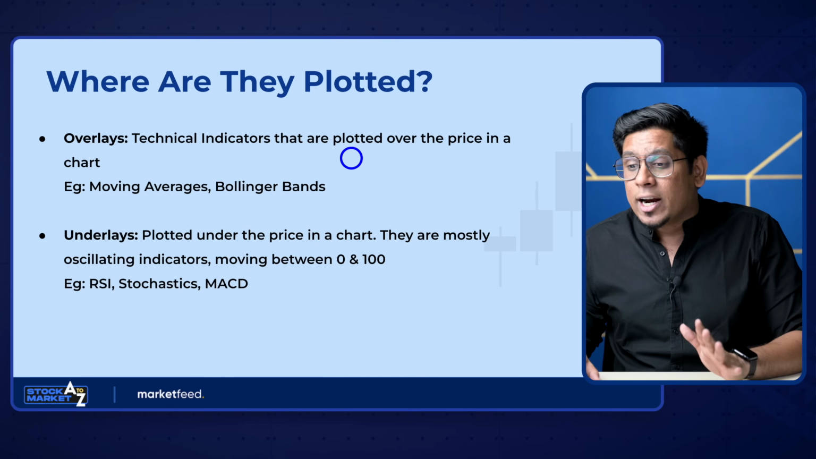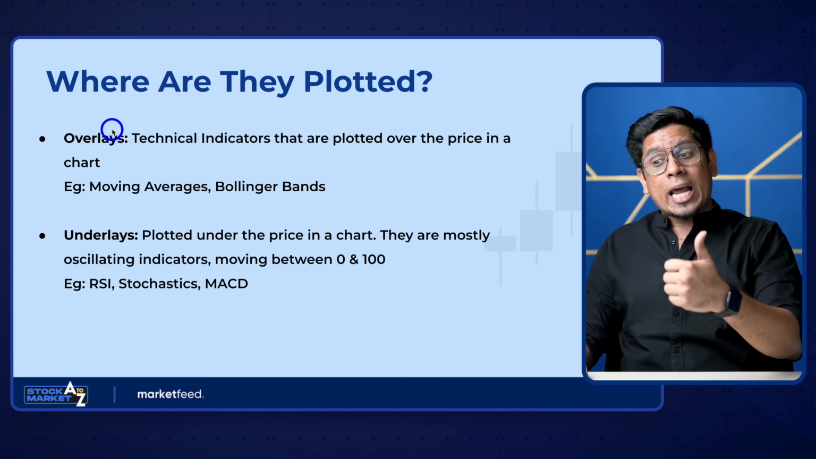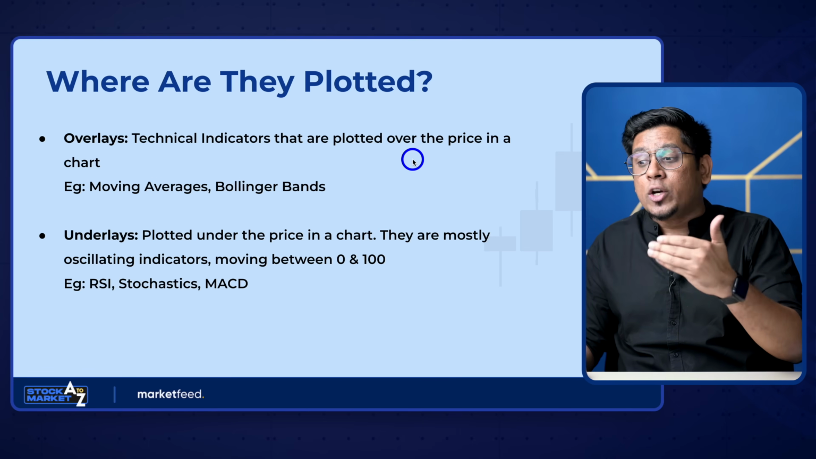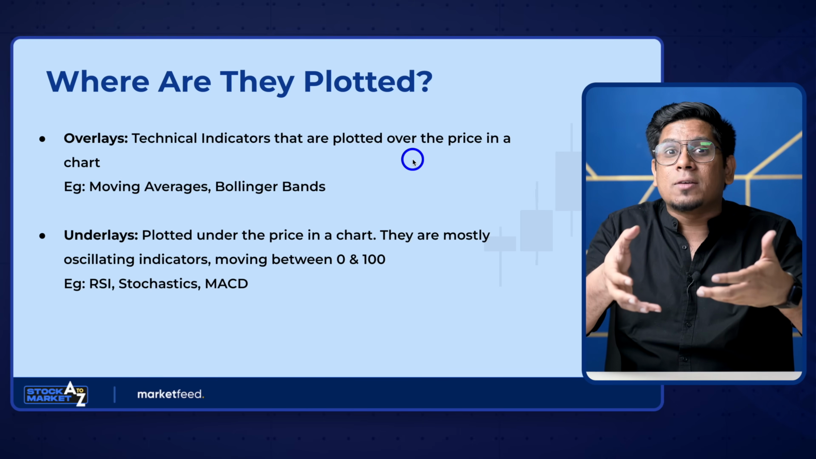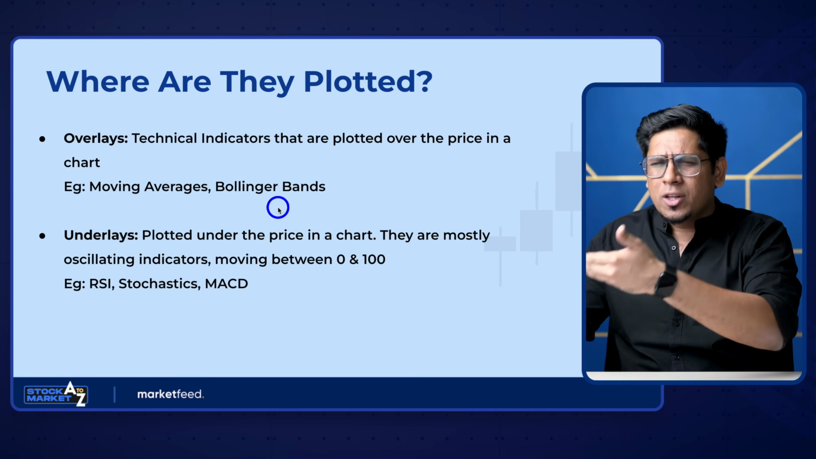Cool. First, let us learn about different types of technical indicators based on where they are plotted. The first type here is called overlays. So overlays means technical indicators that are plotted over the price in a chart. For example, moving averages, Bollinger Bands. We'll go to the chart and see, no worries.